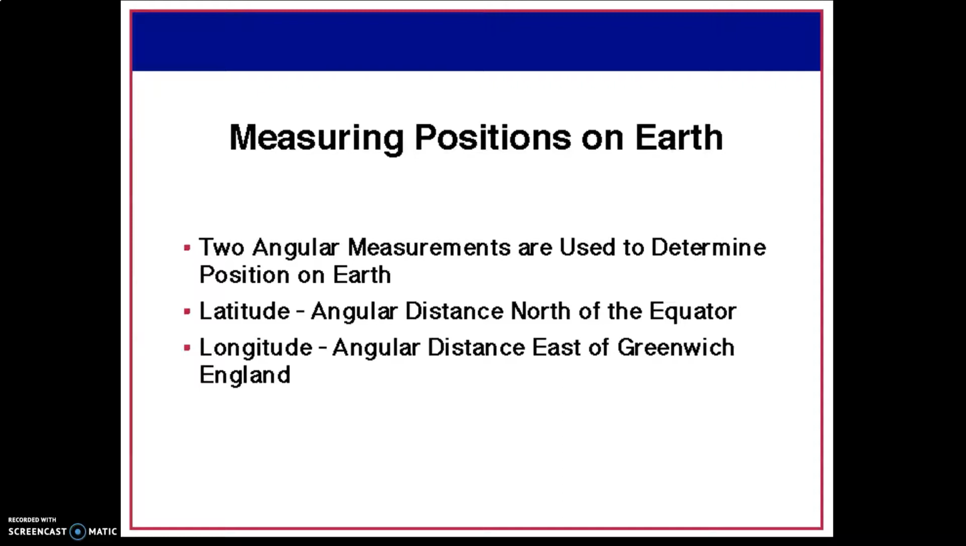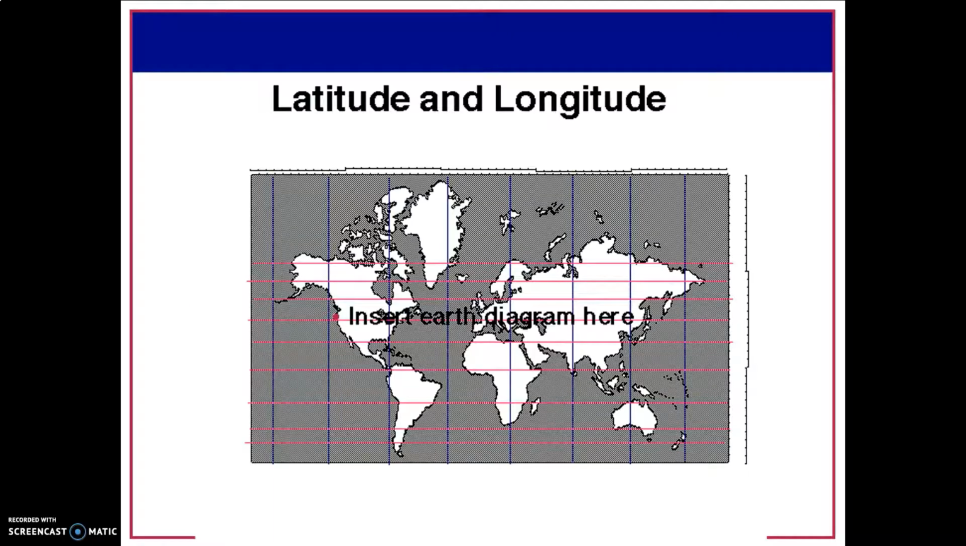So you go 180 degrees east, and you can go 180 degrees west. That adds up to 360 degrees. So longitude cannot be any higher than 180 degrees. Latitude cannot be any higher than 90 degrees. So here are the two types of lines. Please don't mess up these lines. You need to know which line is which.